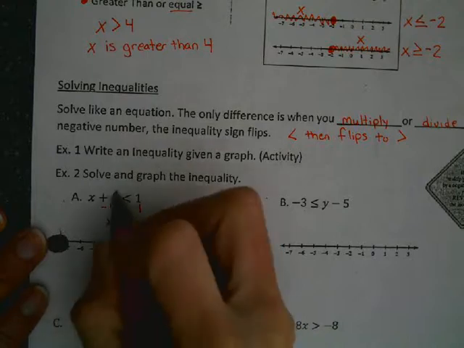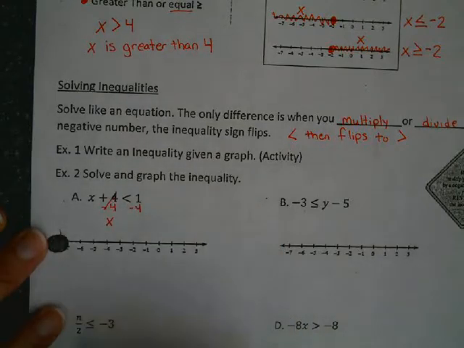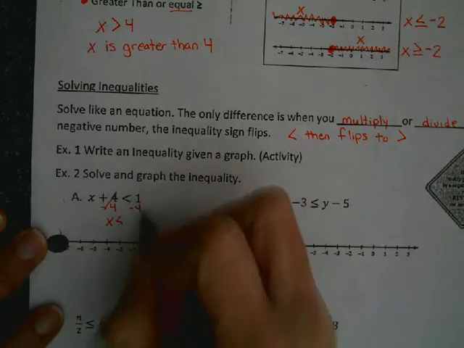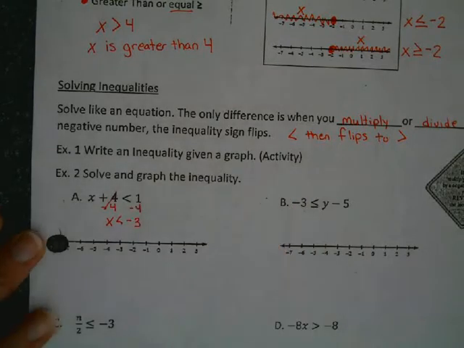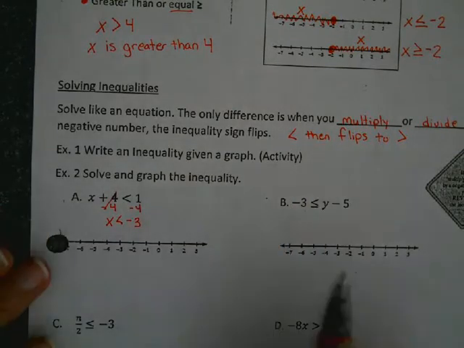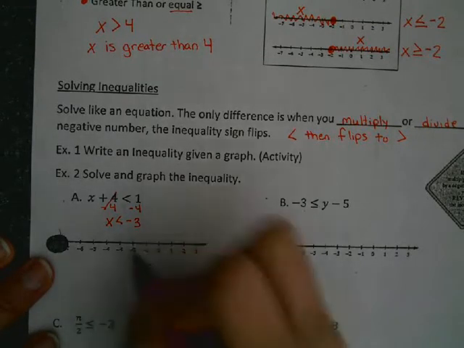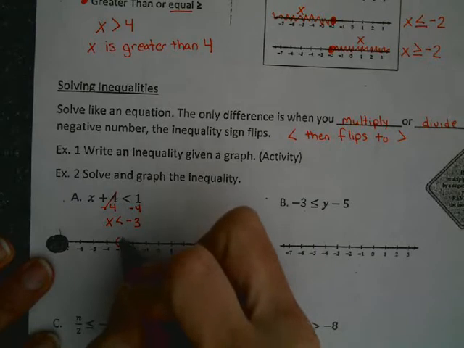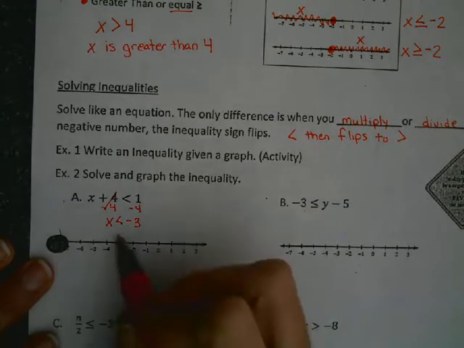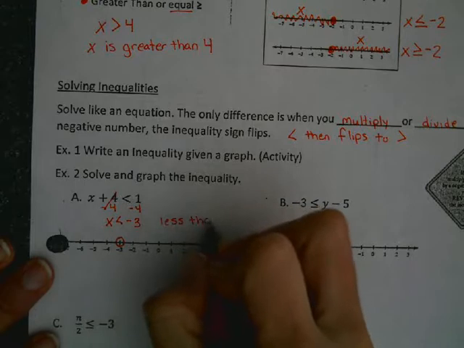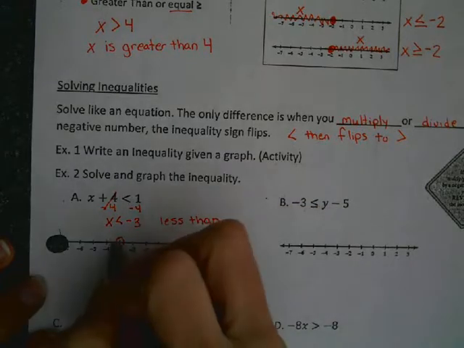And instead of bringing down an equal sign, you're going to bring down the inequality sign. So 1 minus 4 is -3. So on our number line here, we're going to find -3. This one doesn't have the line under it, so we're going to put an open circle at -3. This symbol is less than. So we're looking at numbers less than -3, which would be going to the left.